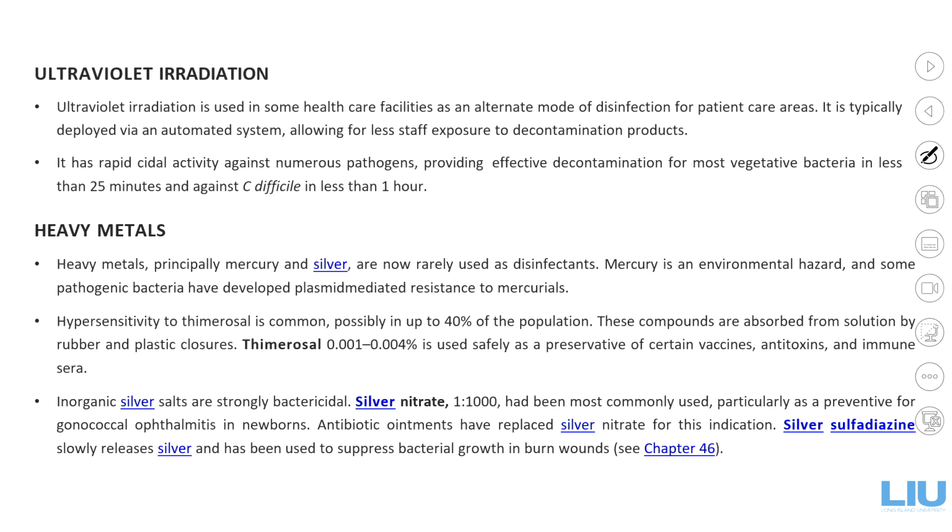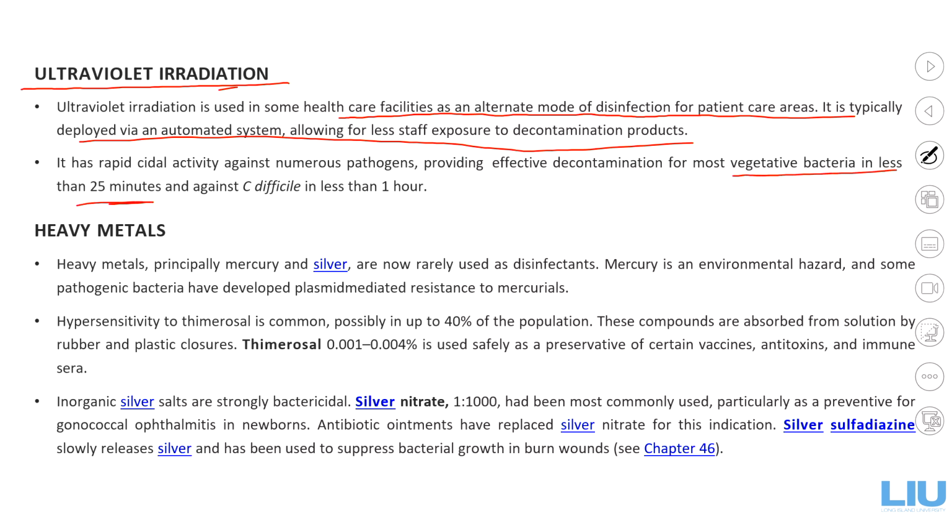Okay, now switching from the chemicals, there's also ultraviolet irradiation. These are nice in case you do not want to expose any of the materials or instruments to any chemical. So you could use ultraviolet irradiation as an alternative for products that you do not want exposed to chemicals. It would basically eradicate the vegetative bacteria in less than 25 minutes, but C. difficile in 1 hour.